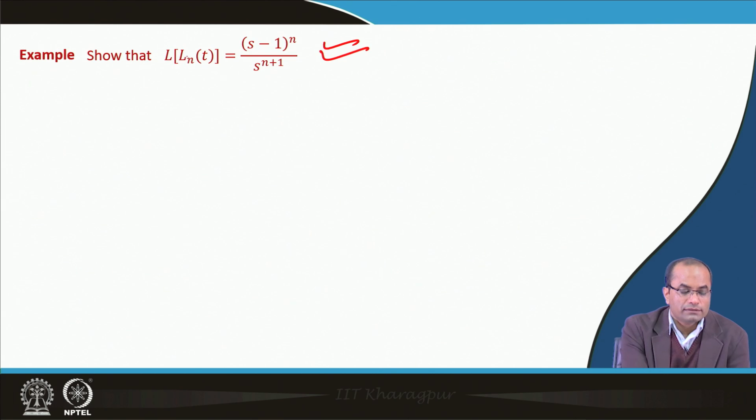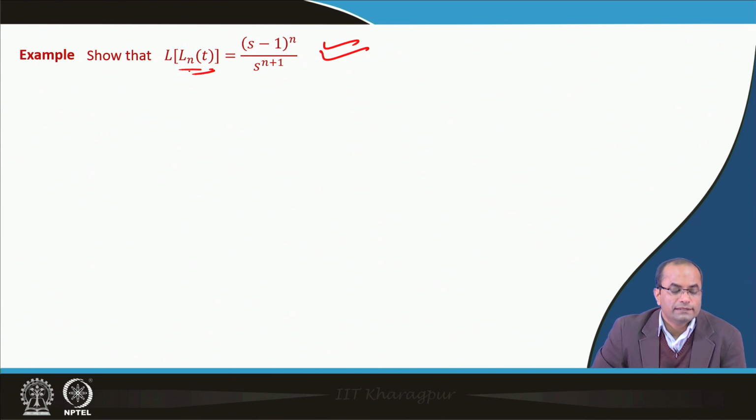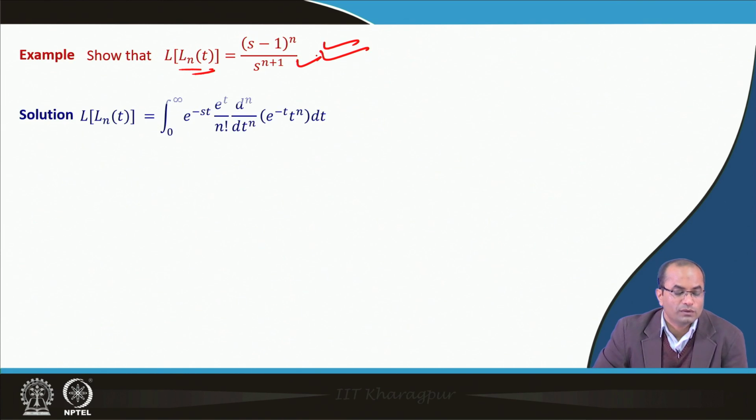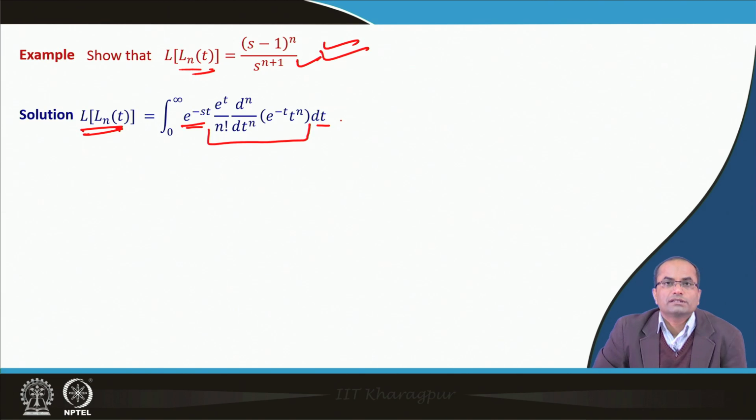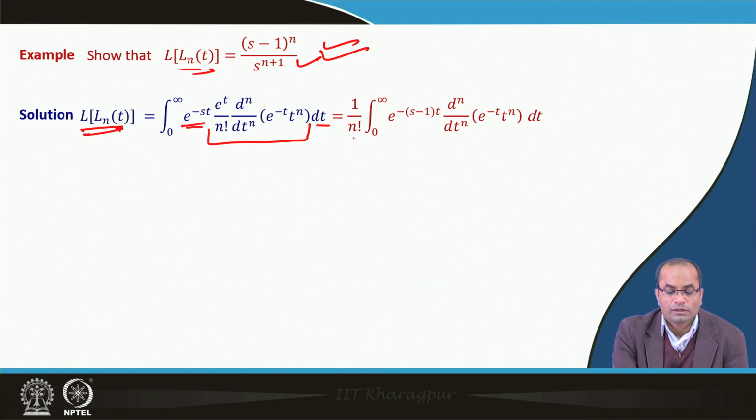Here we will show that the Laplace transform of L_n(t) is nothing but (s - 1)^n over s^(n+1). So, if we consider the definition, we have e^(-st) and the Laguerre polynomial, and we have to integrate this with respect to t. So, 1 over factorial n we can take out, and then for the exponentials we have e^(-st) and e^t, so we have merged these two, and then the nth order derivative of e^(-t) t^n.